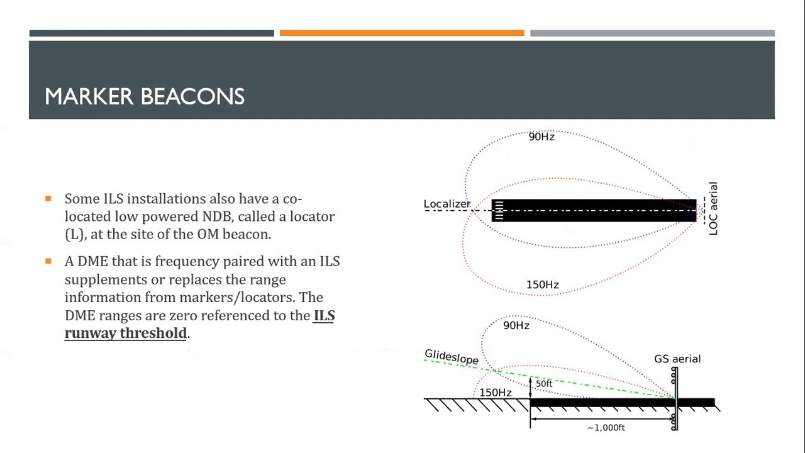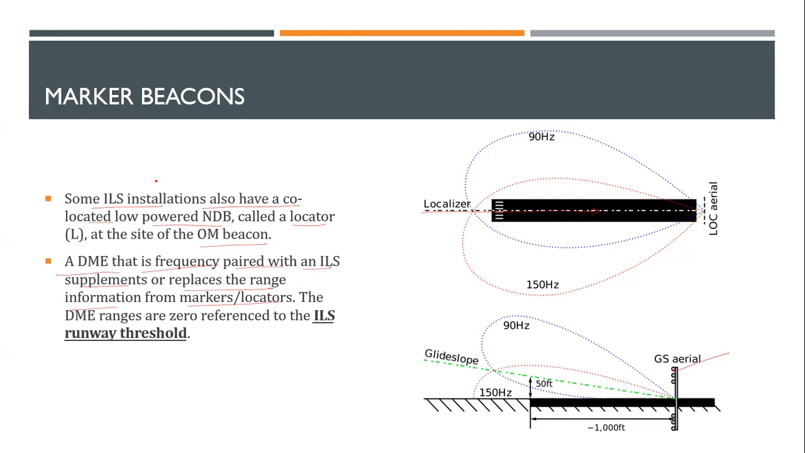You can see, in all, this is how the layout is. This is the localizer. Okay, we have the two modulated signal lobes, and this is the glide slope. We have again two modulated signals. As I told you, some ILS installations have a co-located powered NDB called a locator, or simply the outer marker. That is part of the NDB. A DME that is frequency paired with the ILS supplements or replaces the range information markers.